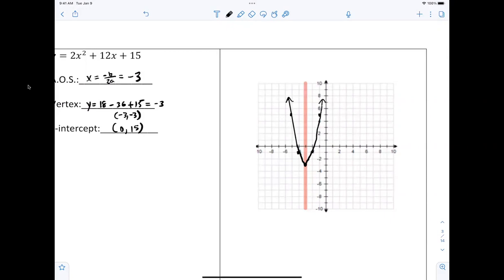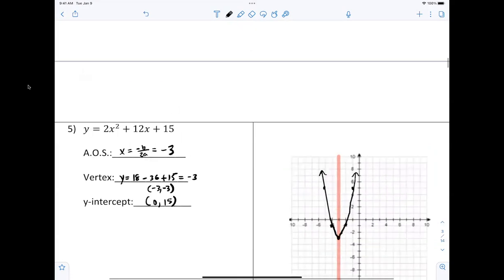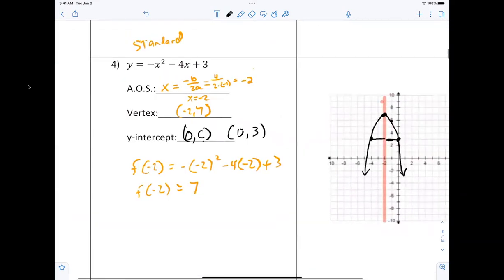I'm a little confused on how you got -3 for the axis of symmetry. What's negative b divided by 2a? That's what I'm trying to ask. Well, what is b? I don't know. Well, how did you do the last one? What was b in the last one?